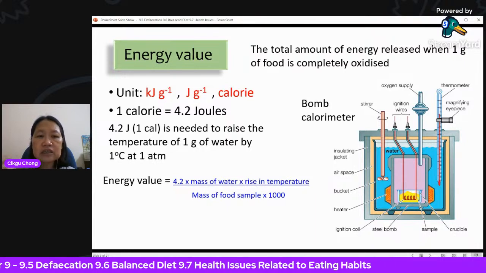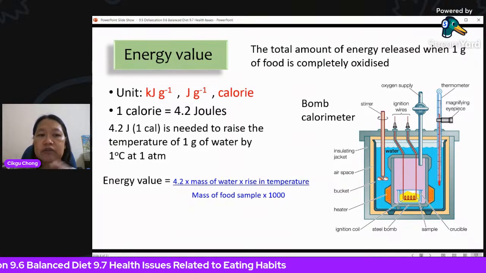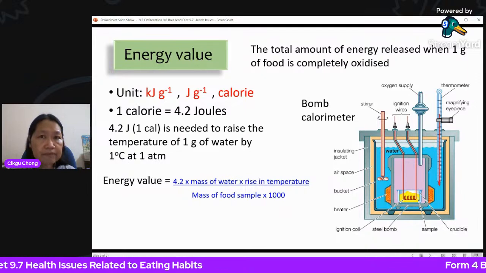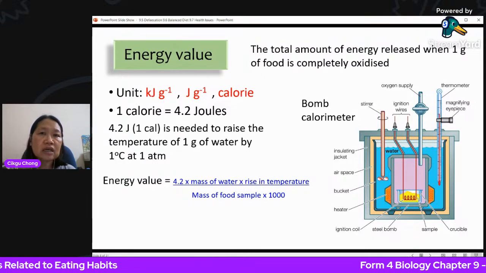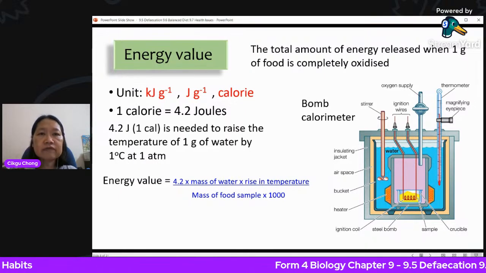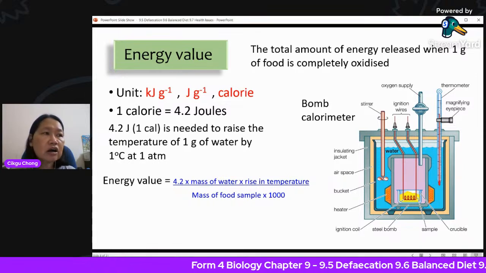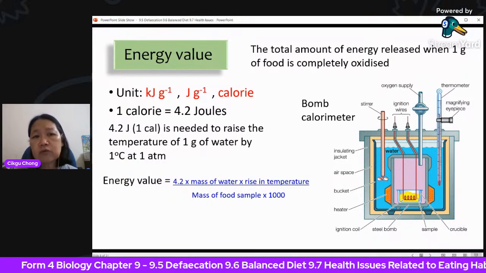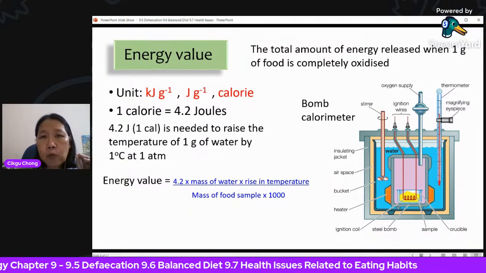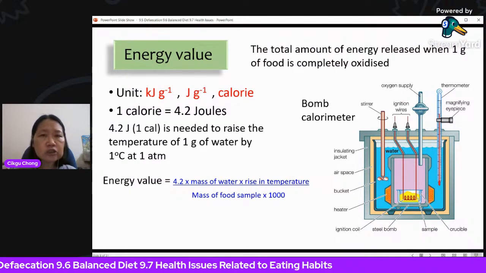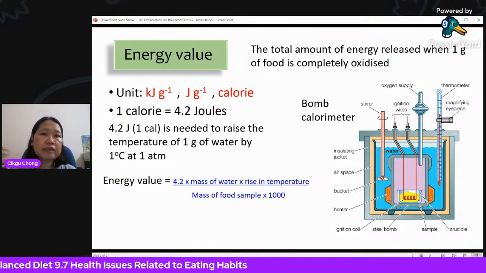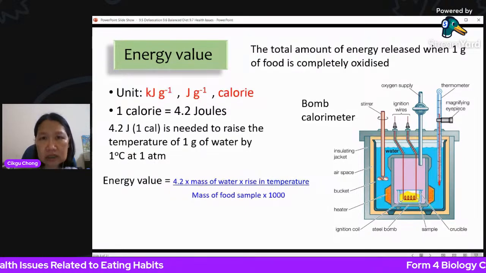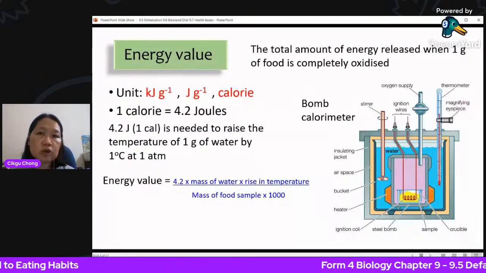The mass of water is in grams. If you use ml, it's the same, because 1 ml of water is basically 1 gram, given the density of water. If you're using 20 ml of water, it will be 20 grams. You don't have to weigh the water, you just measure the volume of water.